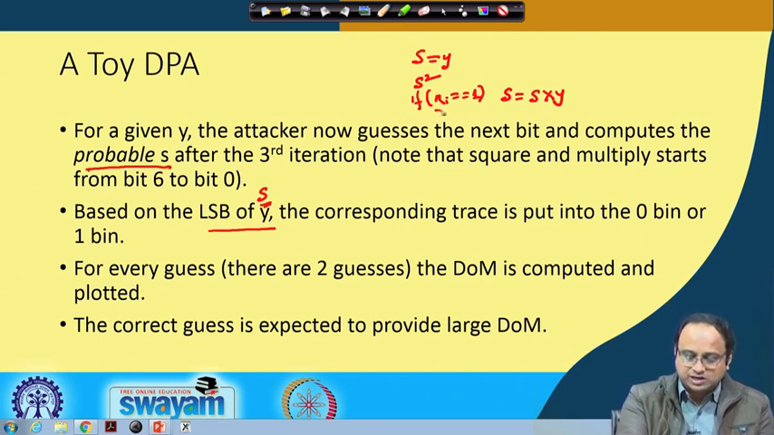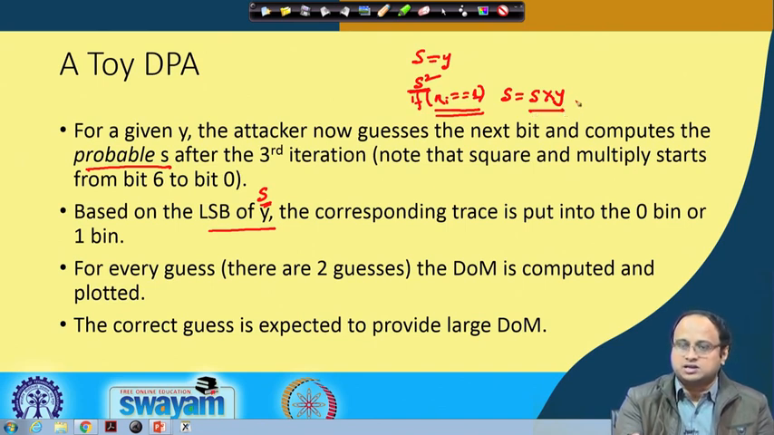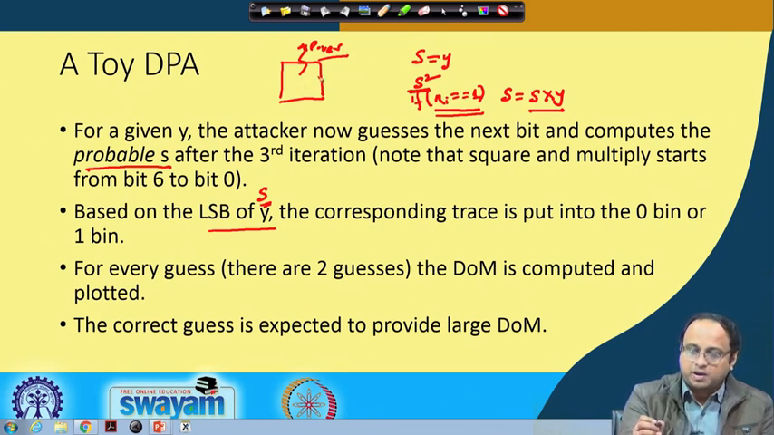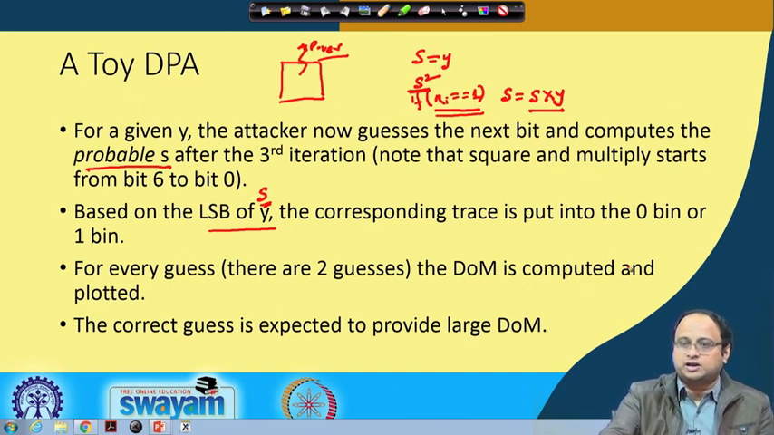Note that I do not know as an attacker whether this bit was 1 or not. So the probable s can be the value of s square, or it can be s square and then multiplied with y. I have no way of understanding that. But in the simulation, the power value I observe is with respect to the actual correct key. So the power that I am getting is with respect to either s square or s square after it has been multiplied with y.